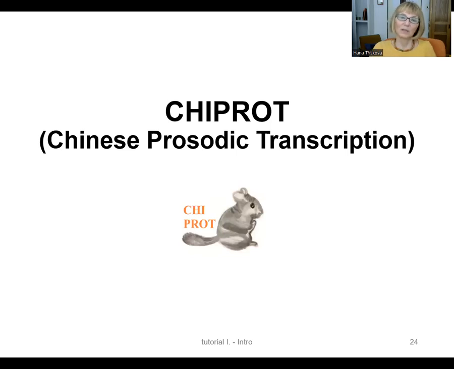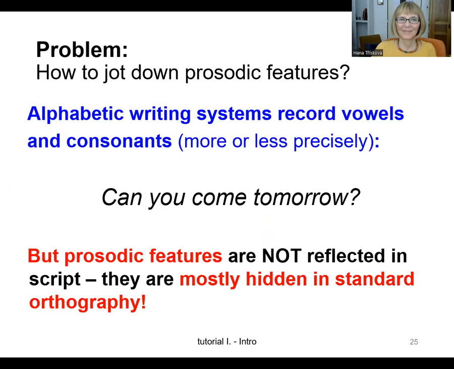Now let me say a few words about the Chinese prosodic transcription, CHIPROT. If you wonder what this animal is, it's a chinchilla. Alphabetic writing systems record vowels and consonants more or less precisely. In the case of English, not so precisely. But prosodic features are not reflected in script. They are mostly hidden in standard orthography.